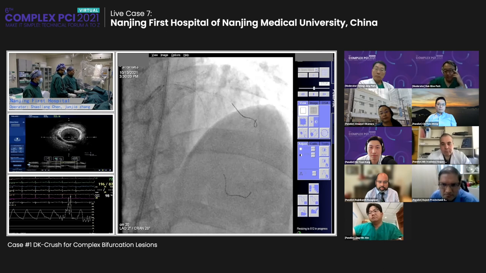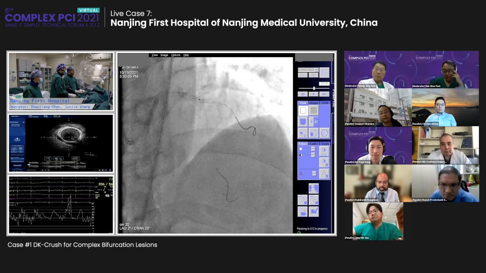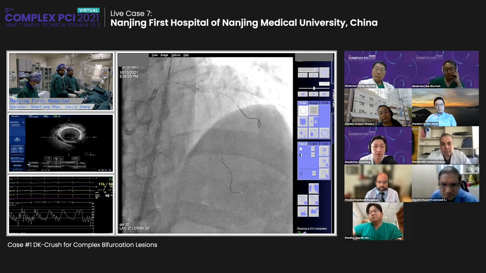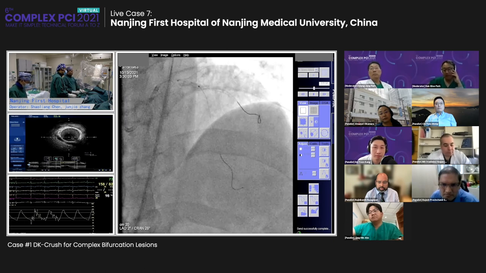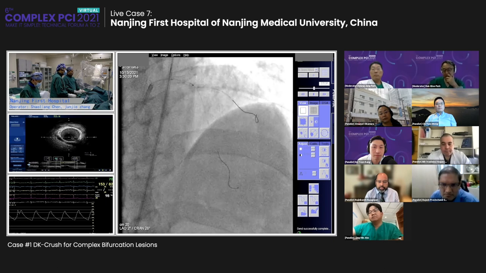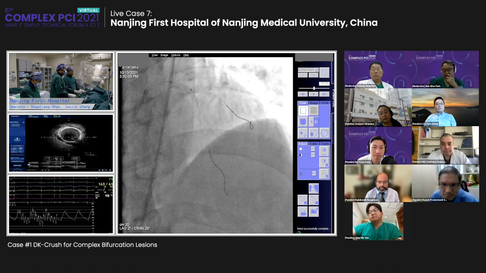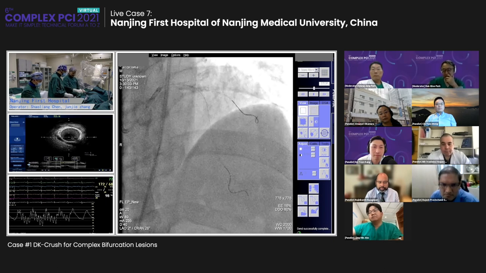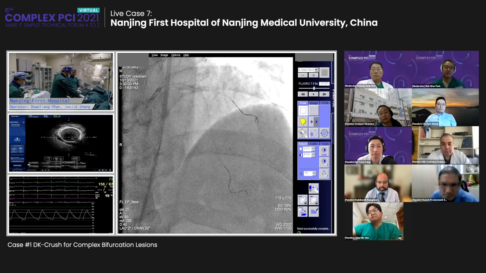Because the NC balloon has a very large profile, according to the pattern of the NC balloon, you can imagine how it will be very difficult to put a stent in. But I think no problem. Give me the 2.5 NC balloon. So I have to use a 2.5 balloon in the diagonal to anchor.